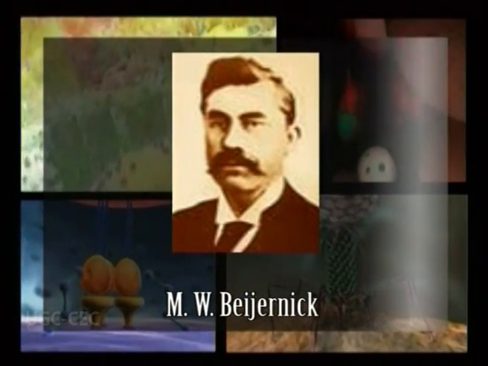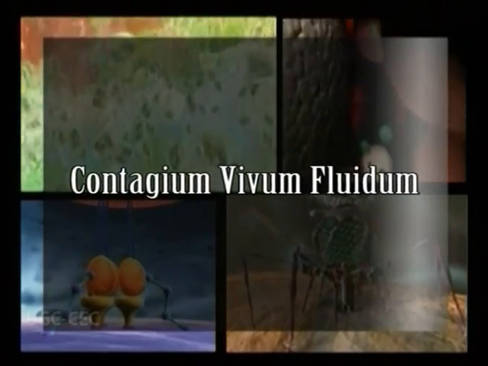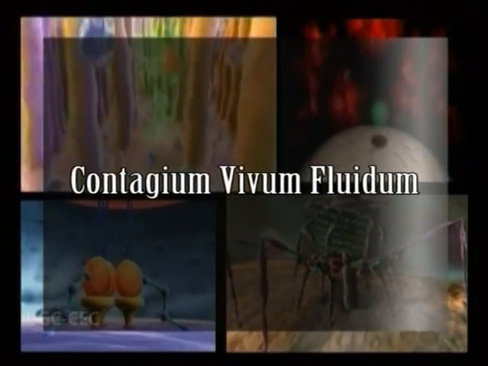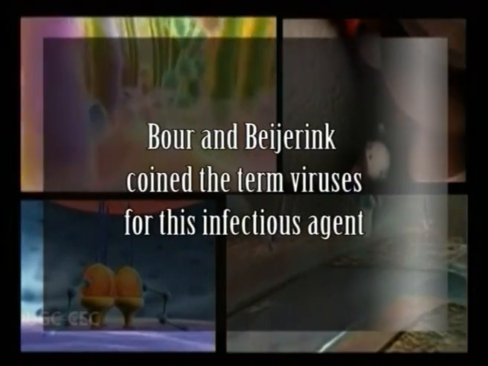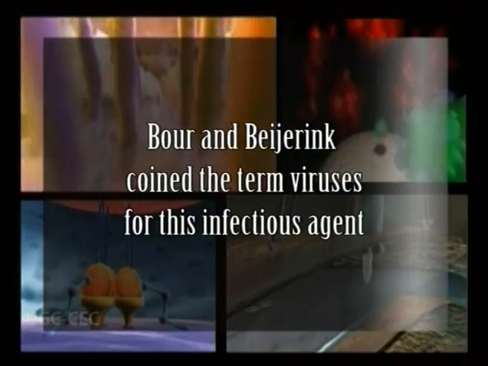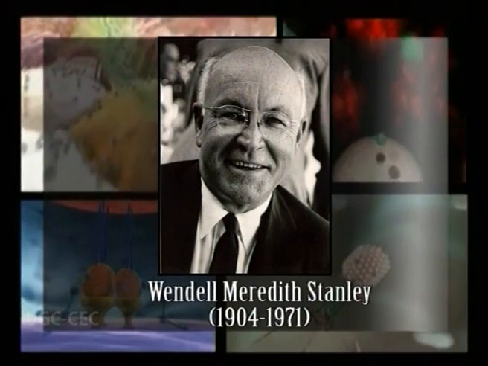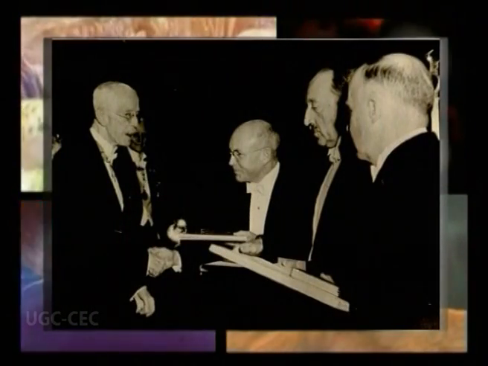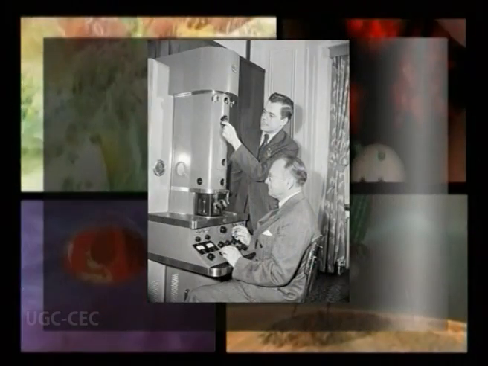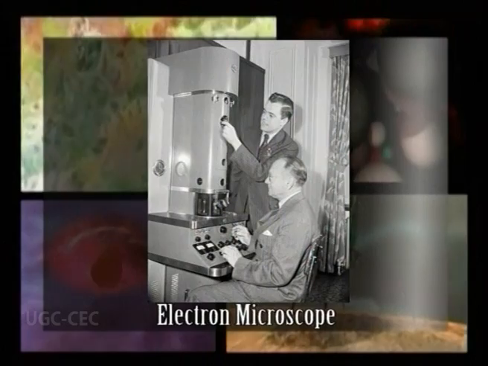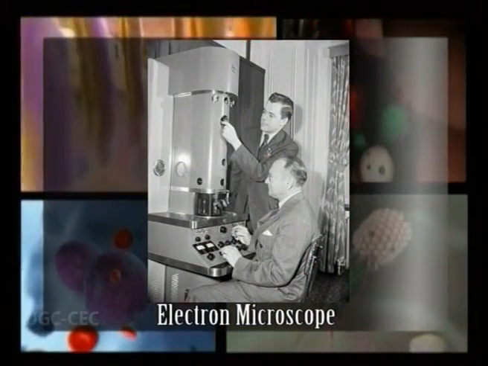M.W. Beijerinck in 1898 gave the name to this infectious agent as Contagium vivum fluidum, and later on as filterable viruses. Meanwhile, Bohr and Beijerinck coined the term viruses for this infectious agent. The structural virology started only after the work of Stanley, who in 1935 isolated the tobacco mosaic virus in crystalline form, for which he was awarded the Nobel Prize. With the advancement of optical instrumentation, structural and molecular virology gained momentum.